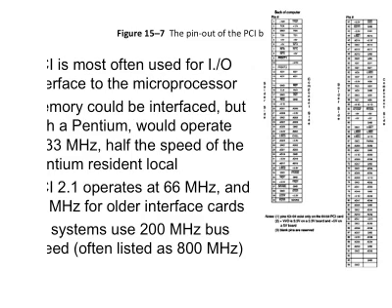We normally use PCI to interface peripheral devices to the microprocessor. Memory could also be interfaced, but the operating speed is very slow. For example, PCI 2.1 operates at 66 megahertz, and older versions operate at 33 megahertz.